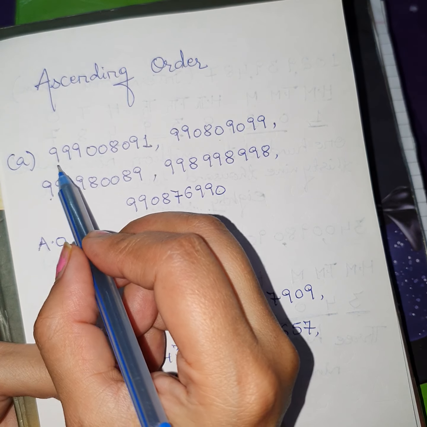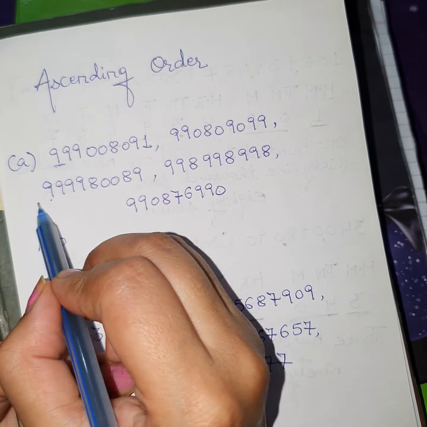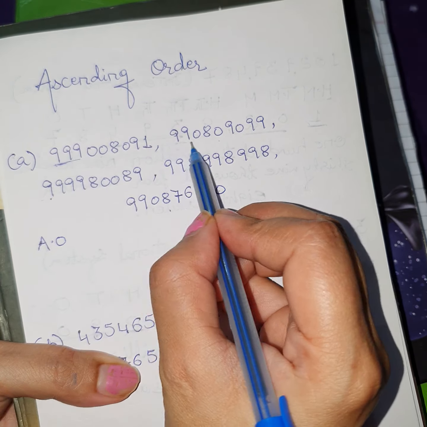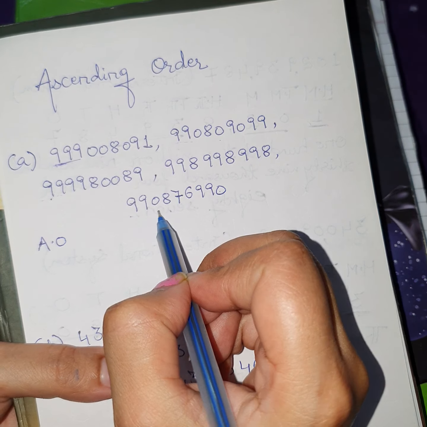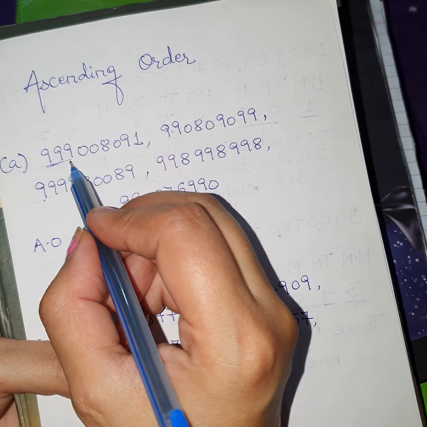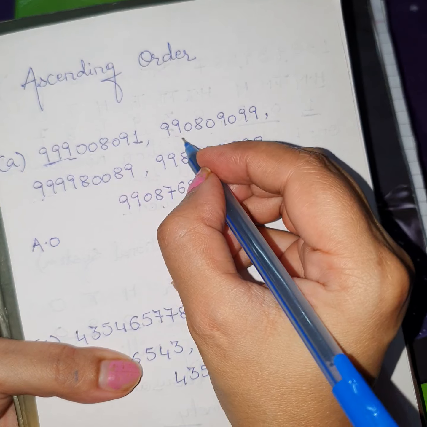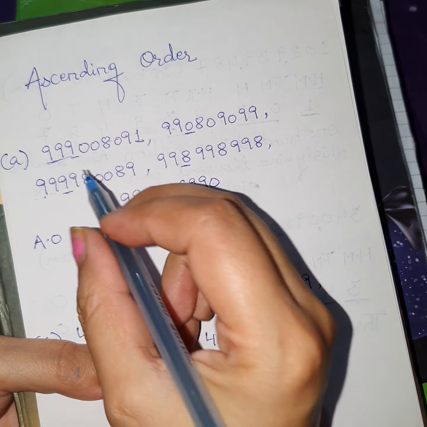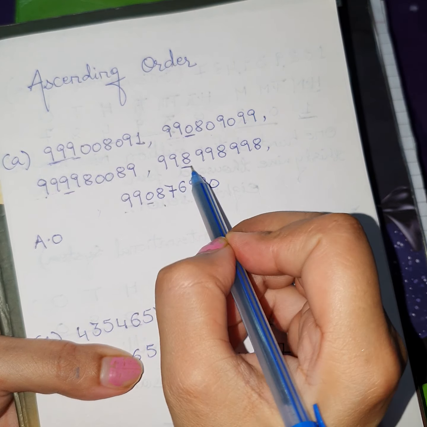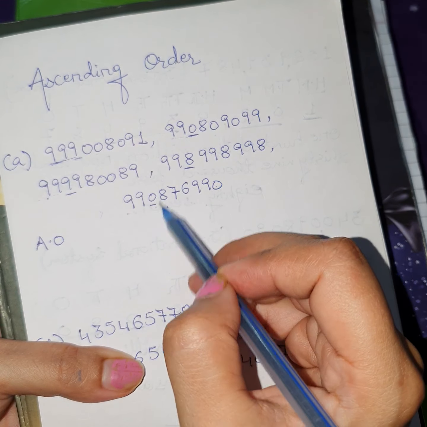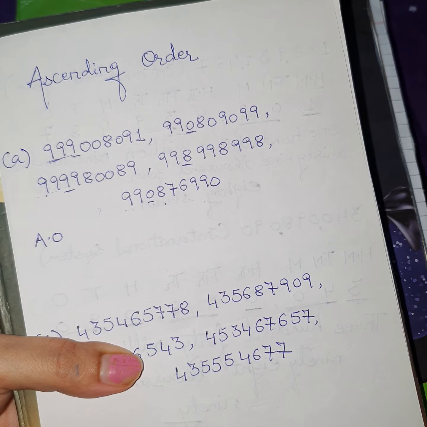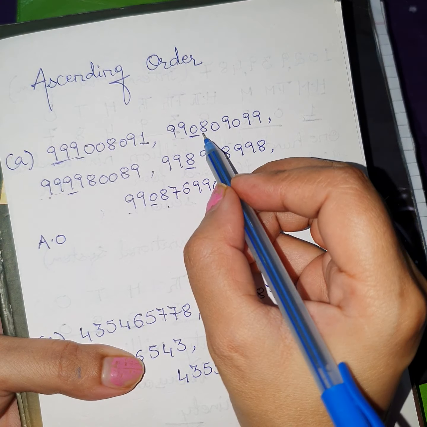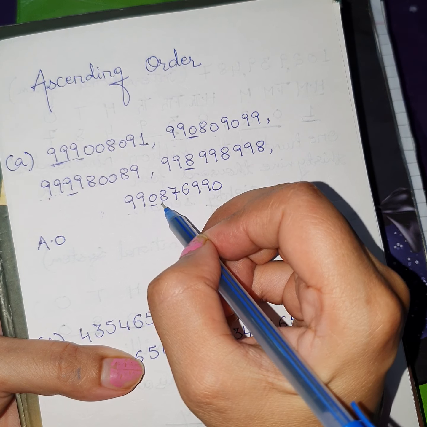Now we will focus on the first digit. The first digit is 9 in all the cases. Move on to the second digit. The second digit is also 9 in all the cases. Then move on to the next digit. The third digit is 9 here. 0, 9, 8, 0. So these three numbers are the greater ones. These two numbers are smaller because they have 0, 0. Now from these two numbers we will move on to the next digit, 8, 8. So this is also the same.